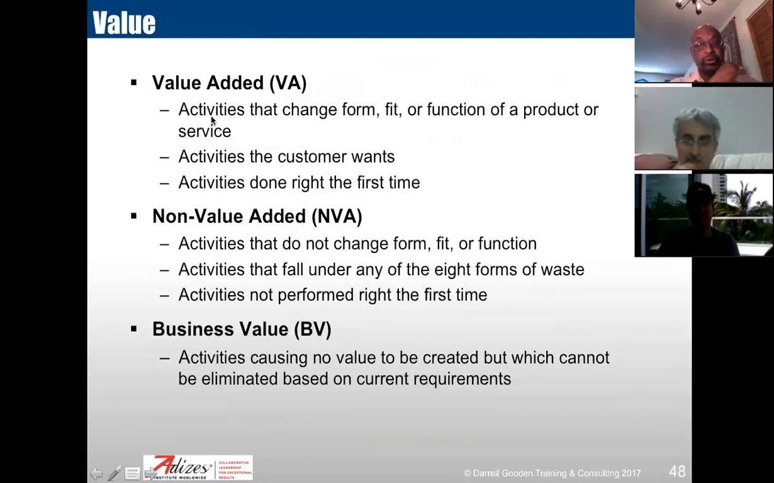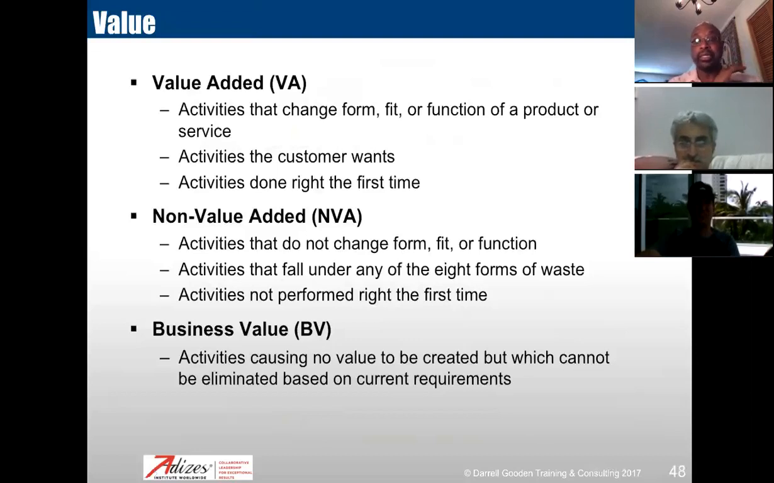And again, you could buy a tool to do all of this. I was a proponent of people get up, go to the wall, and let's work on this wall, make this thing better. So value added: activities that change form, fit, or function of a product or service, activities that the customer wants and is willing to pay for, and activities that are done right the first time. That is the definition of a value added step. It's that way across the board.